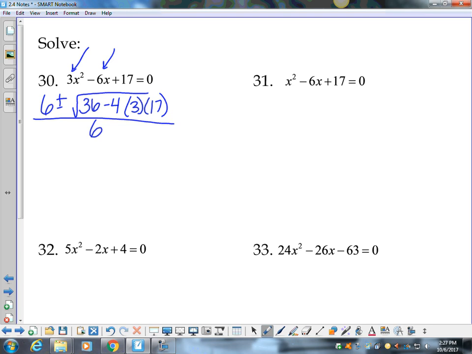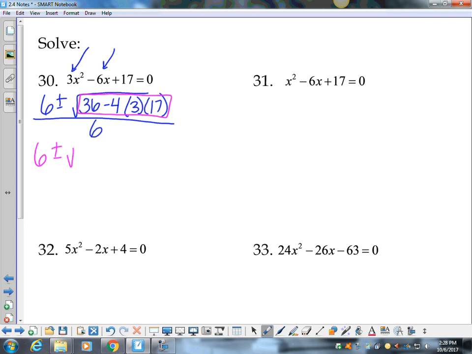Now when you do this, grab your calculator, but don't start with the 6. I don't want decimals. I want to know what this number is. So you can do 36 minus 4 times 3 times 17. So go ahead, grab your calculators and do 36 minus 4 times 3 times 17. Practice typing this in. So pause it, get your calculator, and type that in.